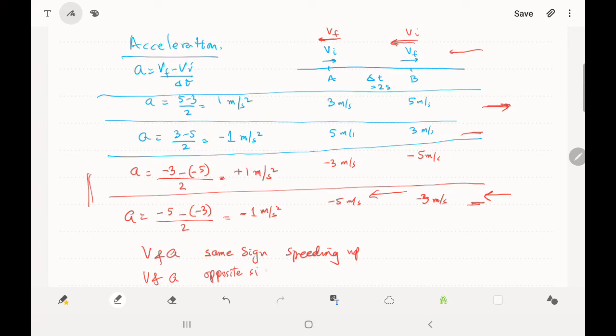it doesn't matter which one is positive, which is negative, then it's slowing down. You can see here V is positive, A is negative, it's slowing down. Here V is negative, A is positive, slowing down. So when they're opposite sign, it's slowing down. When they're the same sign, it's speeding up. So a negative acceleration does not mean slowing down. You have to see the direction of the velocity also to determine whether it's speeding up or slowing down.